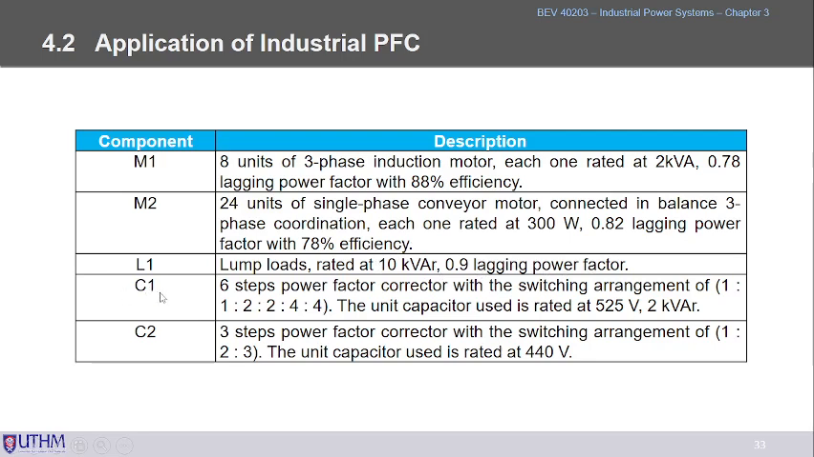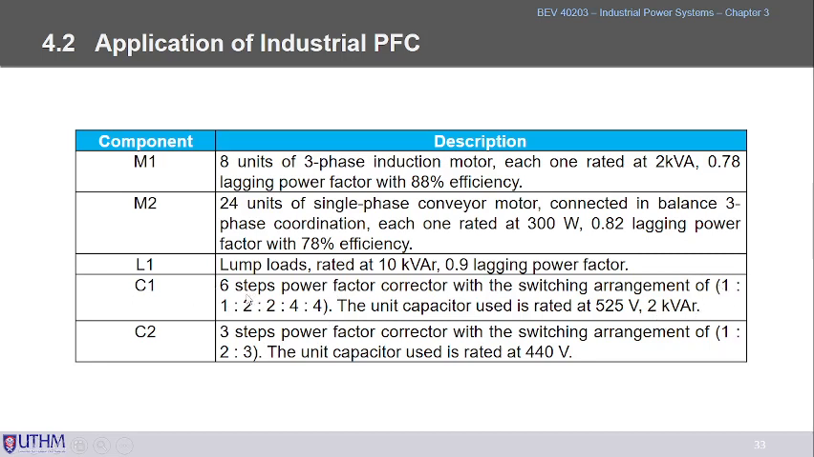And what about the power factor corrector C1? It has 6 steps, meaning you can switch 6 steps of the power factor corrector. It is arranged like this: 1, 1, 2, 2, 4, 4. That means 1 here is 1 unit. How much is 1 unit? It is stated here. The unit capacitor used is rated at a cap voltage of 525, as compared to the system at 400. And 1 unit of the capacitor switch here is 2 kVAR.